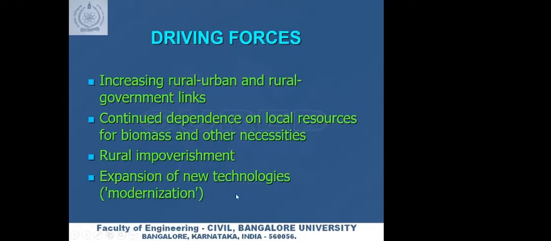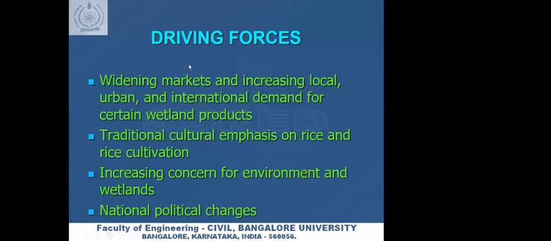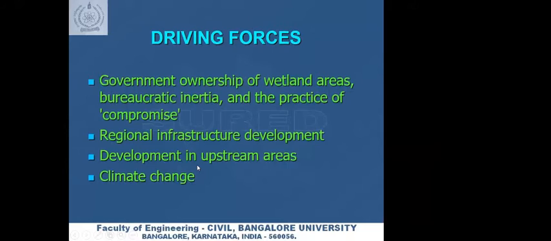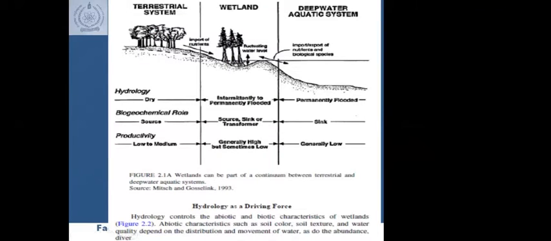Nowadays, ecotourism has started in most European countries, already one or two decades ago. But now India is also going to start using wetland areas for ecotourism. Then there is the widening market and increasing local, urban, and international demand for certain wetland products. And the traditional cultural emphasis on rice cultivation, which leads to encroachment on these wetlands. Then there are increasing concerns about the environment and wetlands, political changes and so on. We can give a big list, and above all, climate change. Always, if we cannot answer with some means, then everybody puts it on climate change. Of course, it is here also, but it is not mainly because of climate change. It is mainly because of human interference.